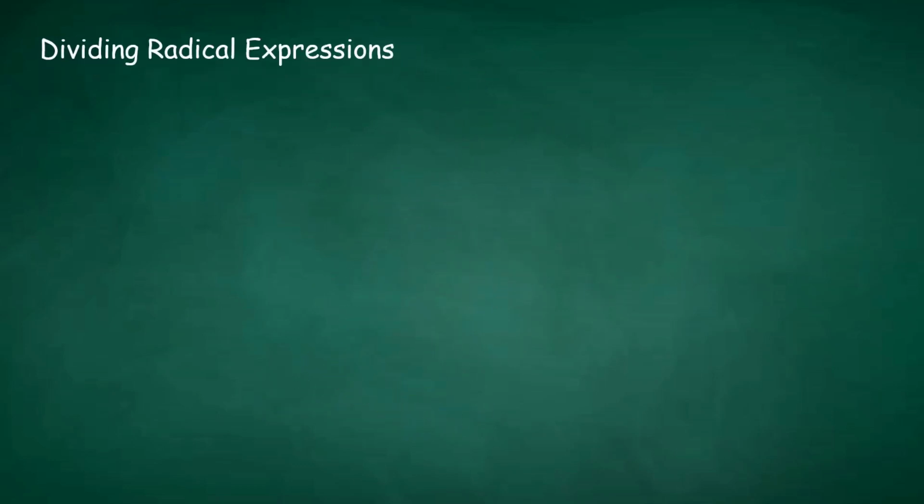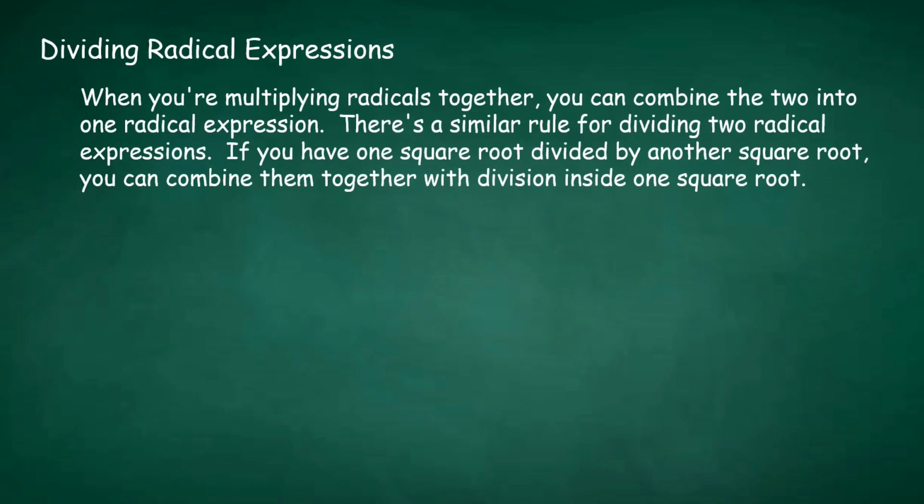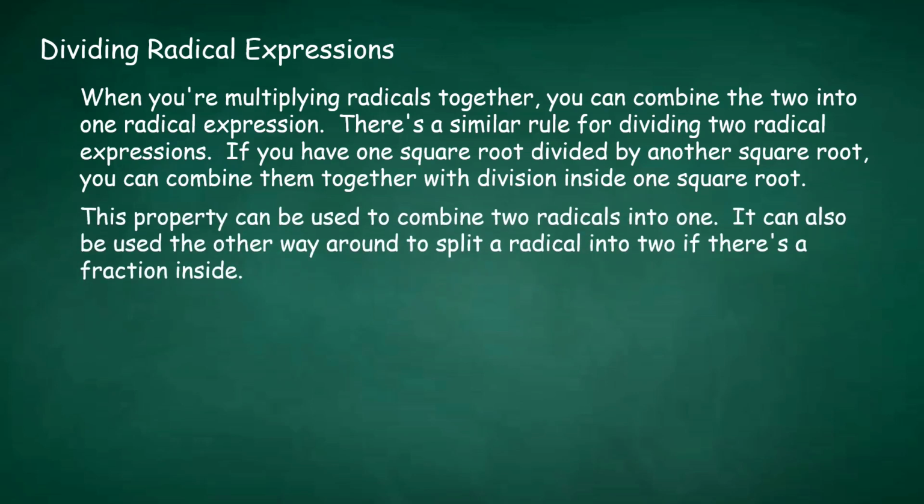Dividing radical expressions. When you're multiplying radicals together, you can combine the two into one radical expression. There's a similar rule for dividing two radical expressions. If you have one square root divided by another square root, you can combine them together with division inside one square root. This property can be used to combine two radicals into one. It can also be used the other way around to split a radical into two if there's a fraction inside.